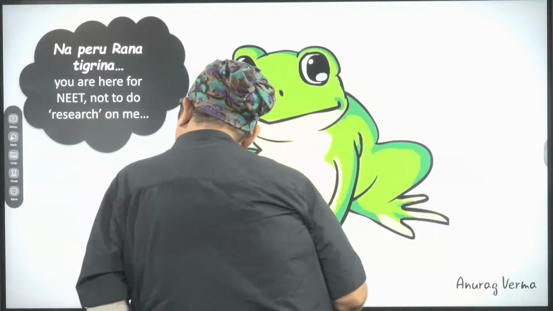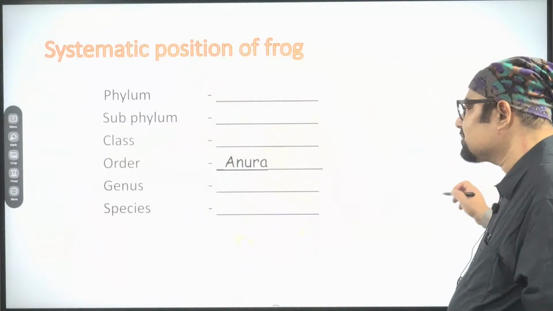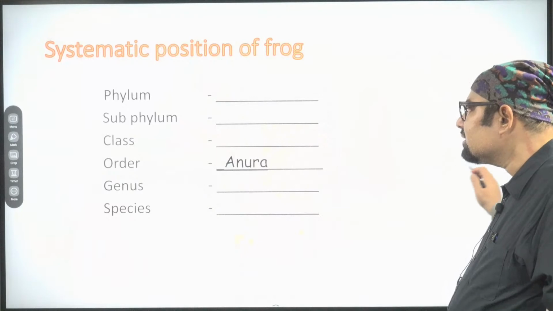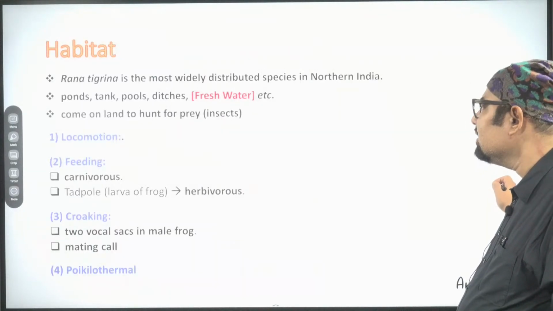So no doubt fertilization is external, so to be more precise, we can call it a sexual embrace. This position we have already done, and we have also done their habitat.